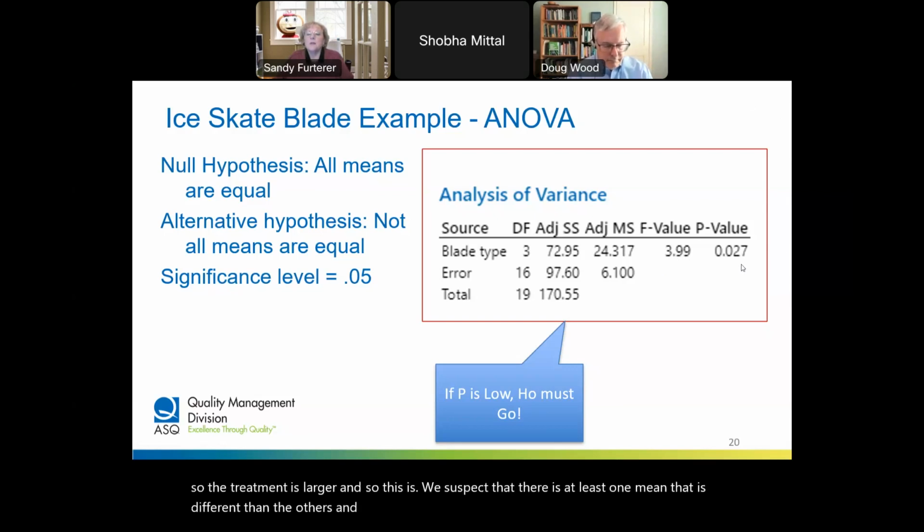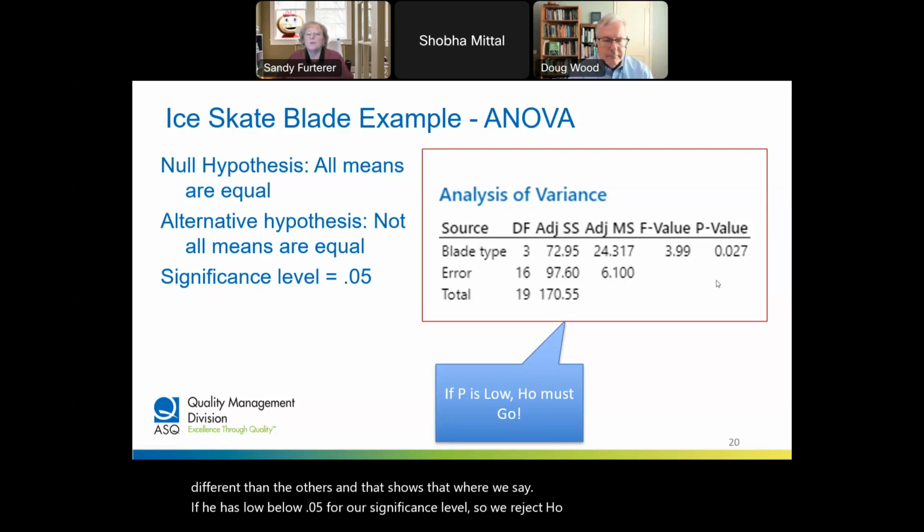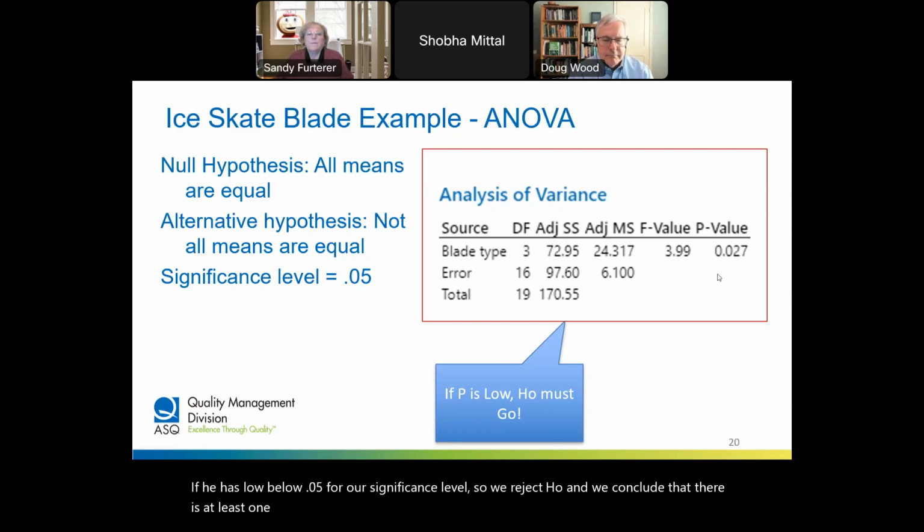And that shows that where we say if P is low, below 0.05 for our significance level, we reject H0, and we conclude that there's at least one mean that is not equal to the others.